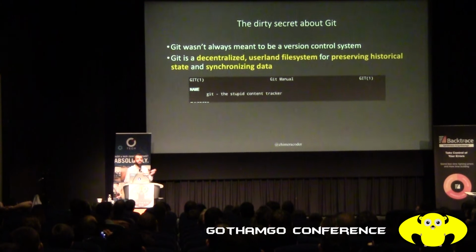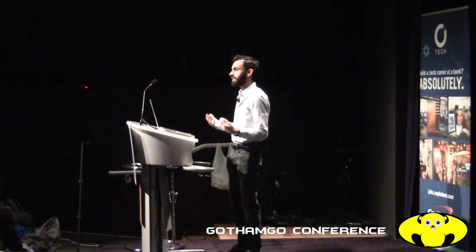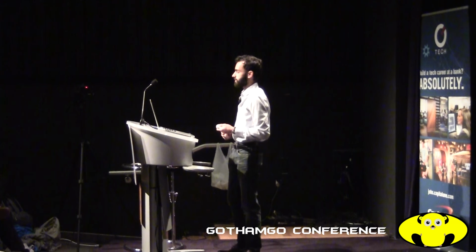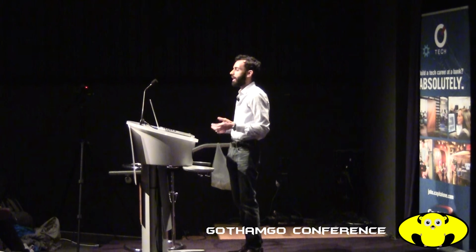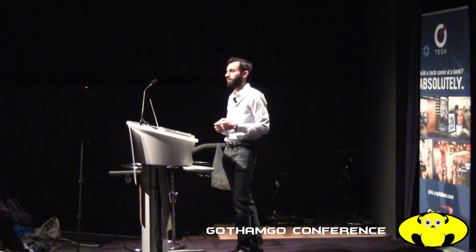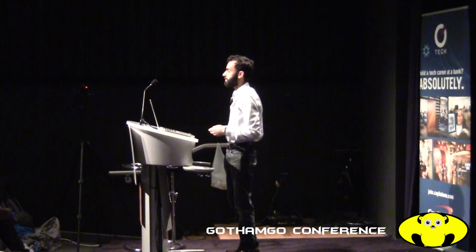Git is the stupid content tracker. It's not the stupid source control tracker or the stupid software tracker. It's a stupid content tracker. So when we talk about performing Git operations from Go code, I don't just mean interacting with source code, though that's definitely a big part of it. In other words, you can think of Gitgo as a pure Go library for interacting with a decentralized userland file system that can preserve historical state and synchronize data.